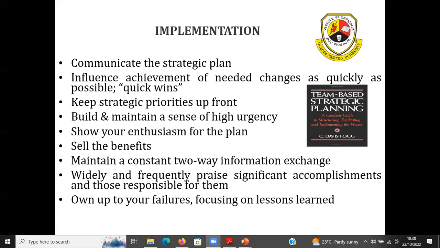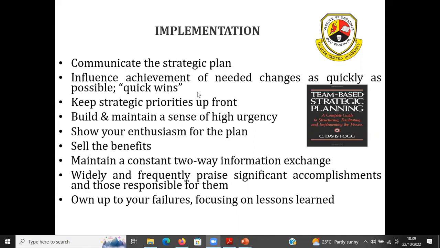Now, a strategic plan must be implemented. It is not meant to sit on a shelf and we don't see any results from it. So how do we start the implementation process? By communication, letting everyone know we now have a strategic plan. We then create room for the needed changes, especially those changes that can give us quick wins in the market. Those quick changes that we can make, we go ahead and make them.